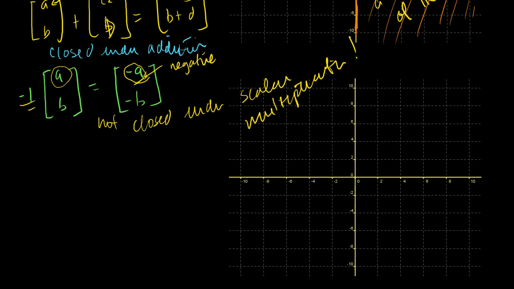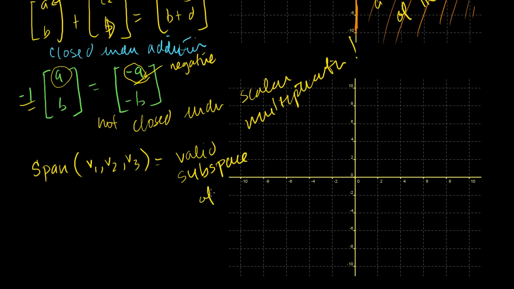Let's say I want to know the span of, let's say, vectors v1, v2, and v3. I'm not even going to tell you how many elements each of these vectors has. Is this a valid subspace of Rn, where n is the number of elements that each of these has?